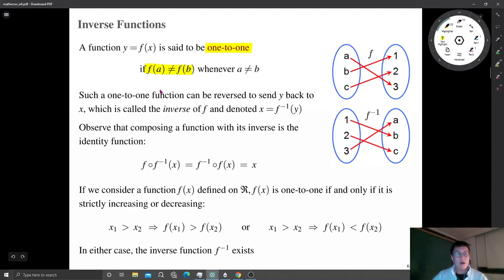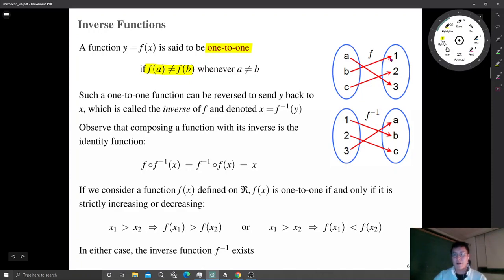A one-to-one function can be reversed to send the output y back to the input x, which is called the inverse of function f, and denoted by f superscript -1 of y. Now the codomain of the original function f becomes the domain of the inverse function. So we have 1 to 3 on the left, and the original domain becomes the codomain.